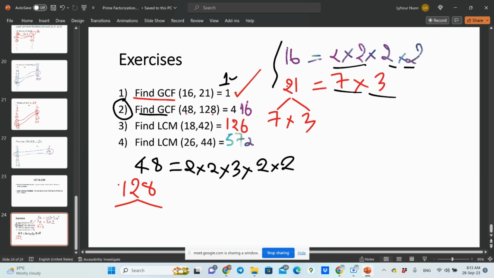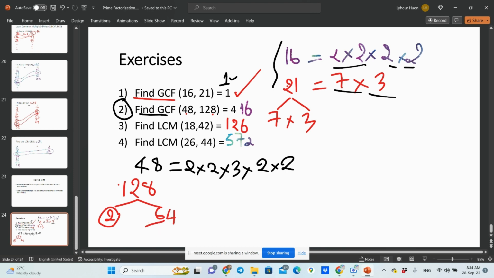128 consists of... Well, what number and what number? Well, 128 divided by 2 is 64, right? So 2 and 64. When we make it prime, 2 is already prime, but 64 is not.